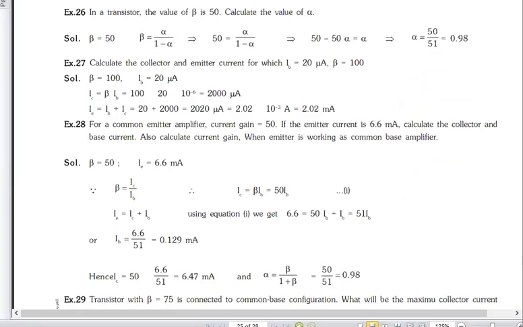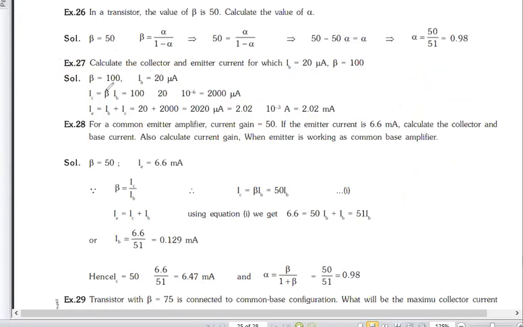Okay. Now, second question. Here IB is given and beta is given, and you have to find IC. So IC you can easily find, right? It is beta into IB. And IE is equal to IB plus IC. So you already have IB, you calculated IC, just add them. See, this is just putting in the formula, right?